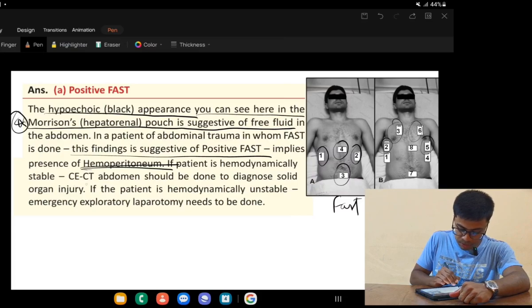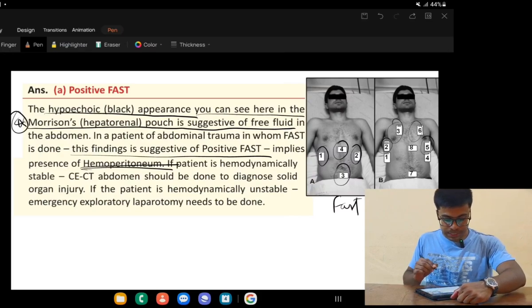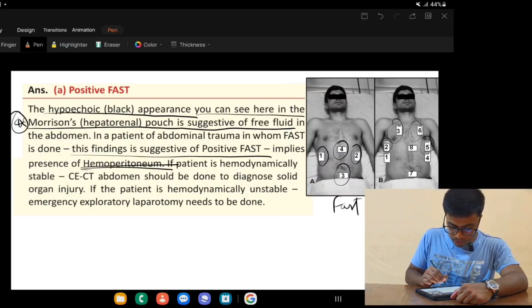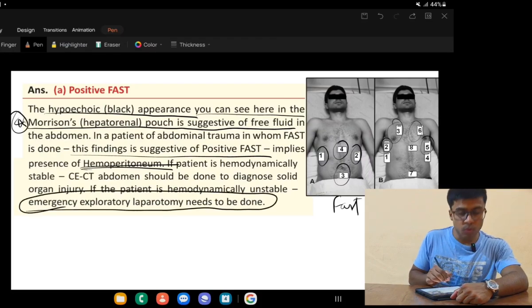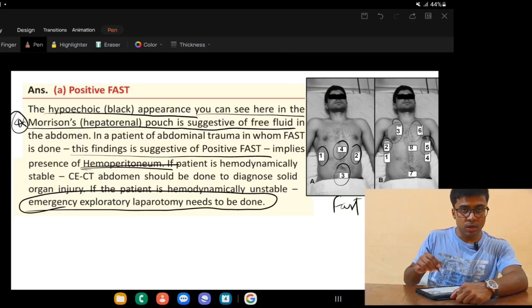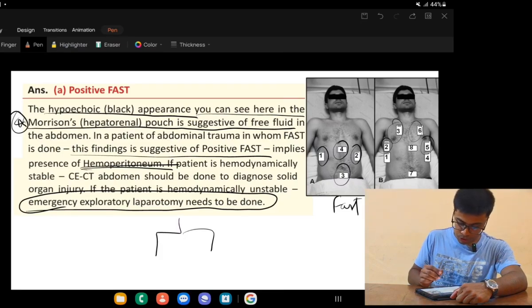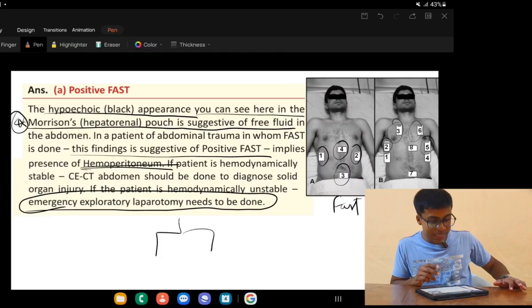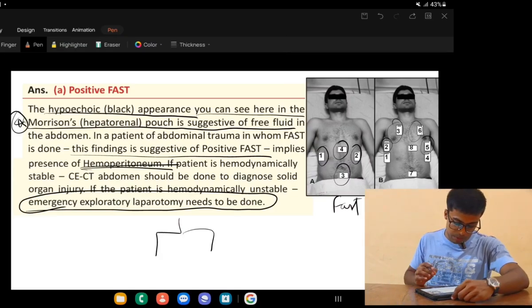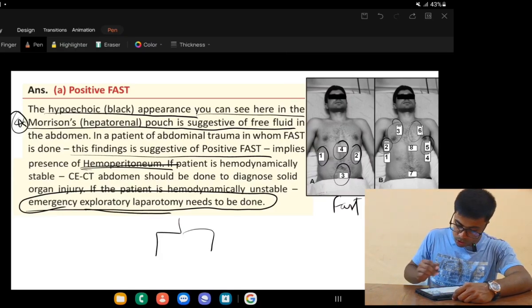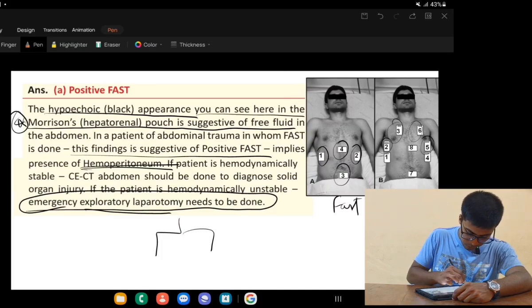If the patient is hemodynamically stable, CECT abdomen should be done to diagnose solid organ injury. If the patient is hemodynamically unstable, then exploratory laparotomy needs to be done. This is the algorithm they follow. We have algorithms to learn this also, but I have given the explanation here. So when hemodynamically stable, we do CECT abdomen. When unstable, we do exploratory laparotomy. So that's it for E-FAST and FAST.